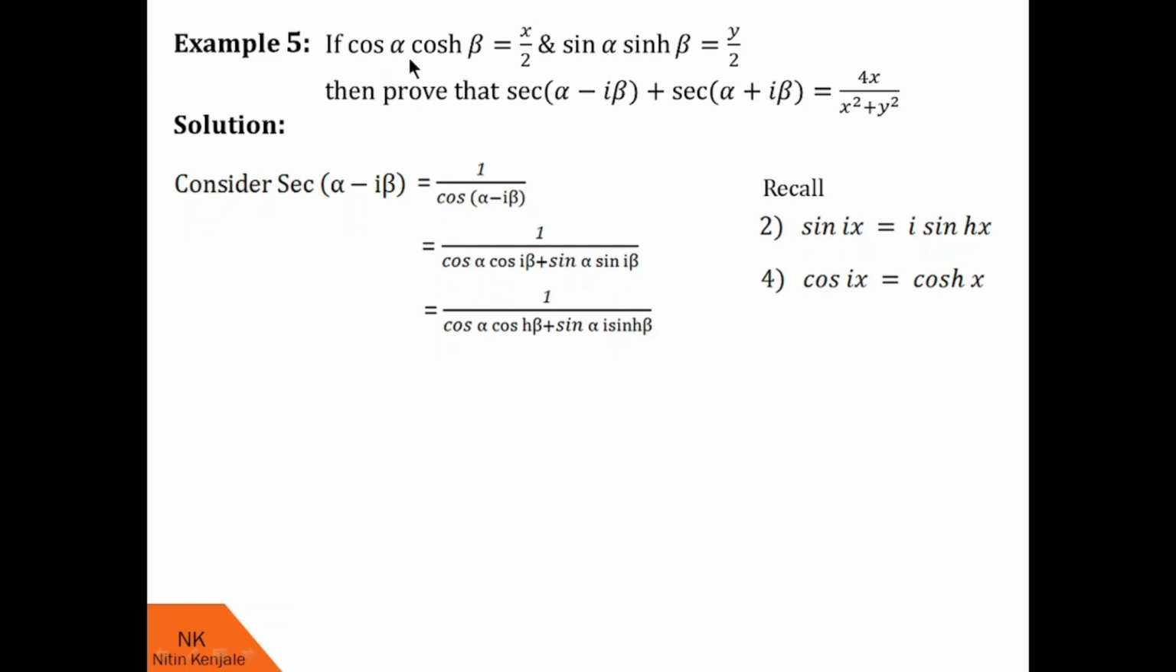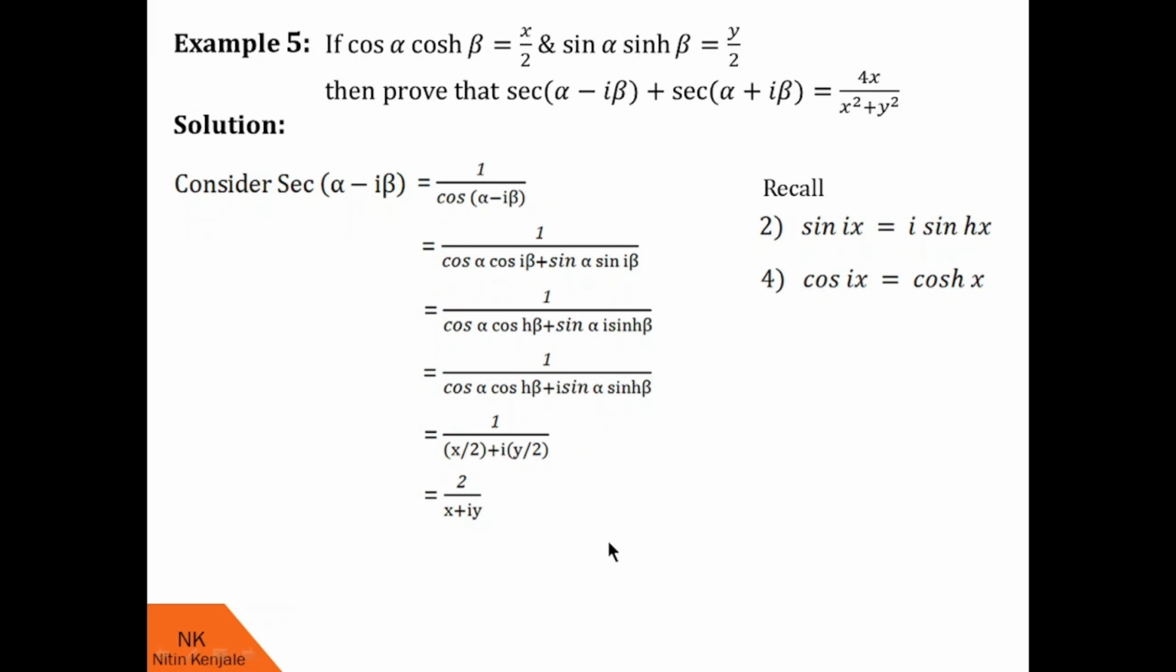But given that cos alpha into cosh beta is x by 2, so we can replace this first real part by x by 2. And given that sin alpha into sinh beta is y by 2, so this sin alpha into sinh beta can be written as y by 2, and we get 1 upon x by 2 plus i into y by 2. Further simplification will give us 2 upon x plus iy. This is the value of sec of alpha minus i beta.